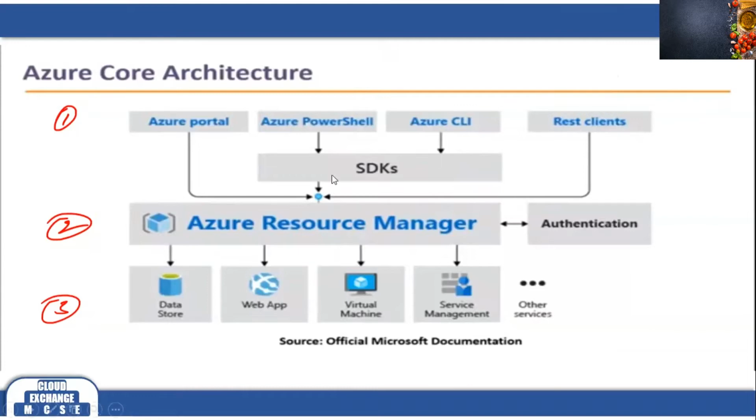Okay, so guys, once your authentication is done, then you can access your services. And this service is also called resources, guys. Remember, technically this service is also called resources. Like you can access your storage data, your websites, your virtual machines, you can access other services, guys, here. So this is called Azure Core Architecture.